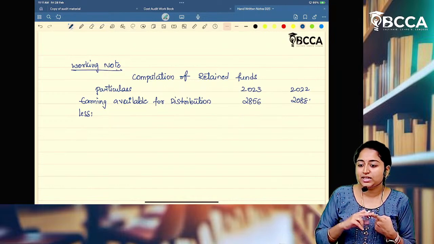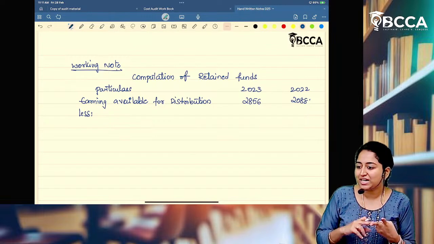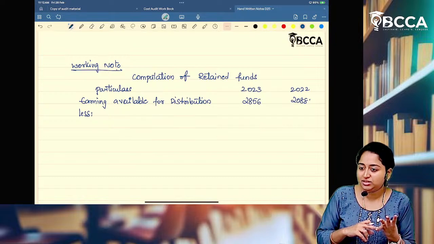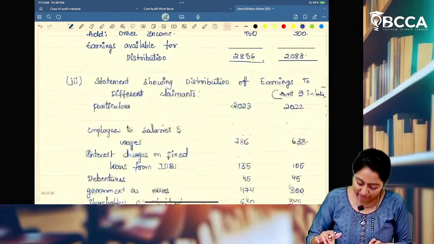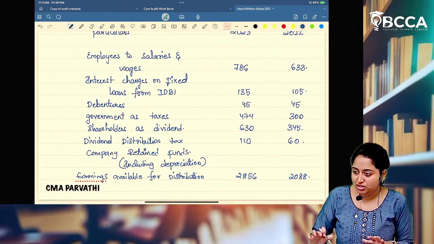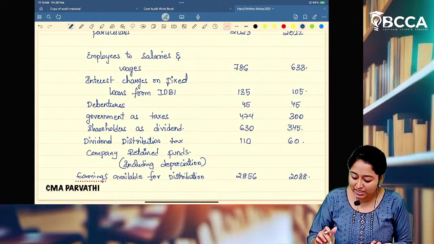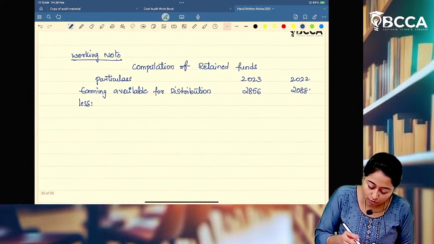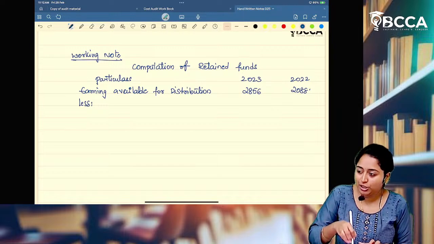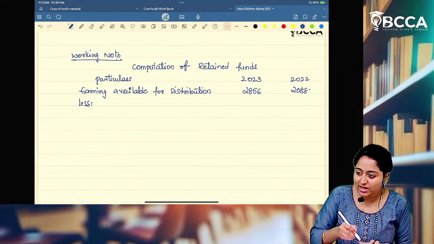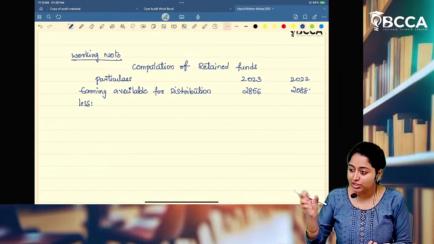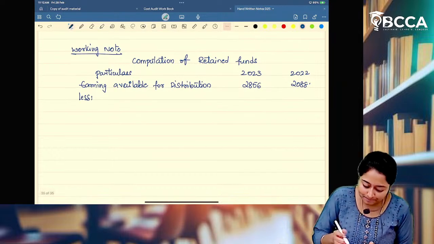And from this, you will deduct whatever we have taken till now. You will reduce the depreciation, you will reduce salaries, you will reduce dividend distribution tax, you will reduce other tax. Whatever we have taken here, including depreciation, will be reduced. Then don't take depreciation, but include depreciation in this particular. Okay, add depreciation and deduct everything, then you will get retained funds.